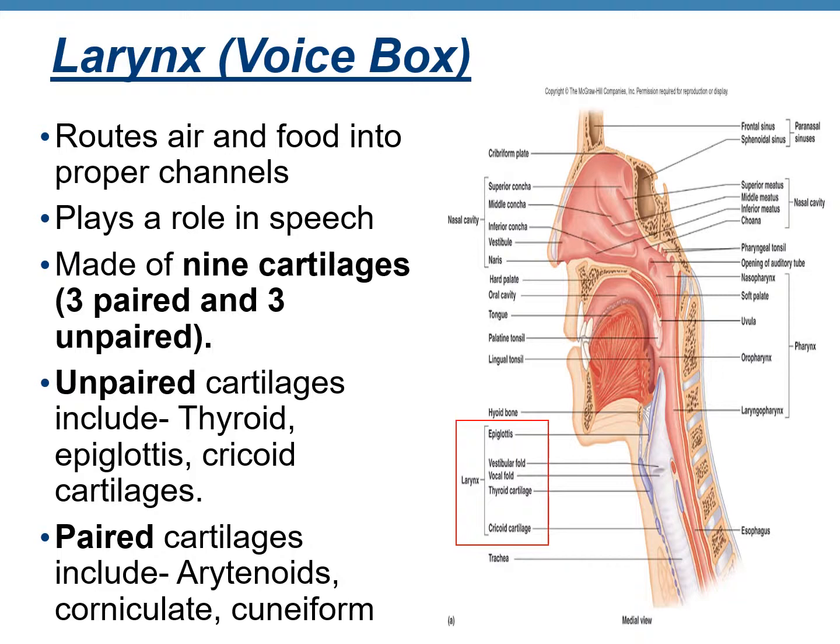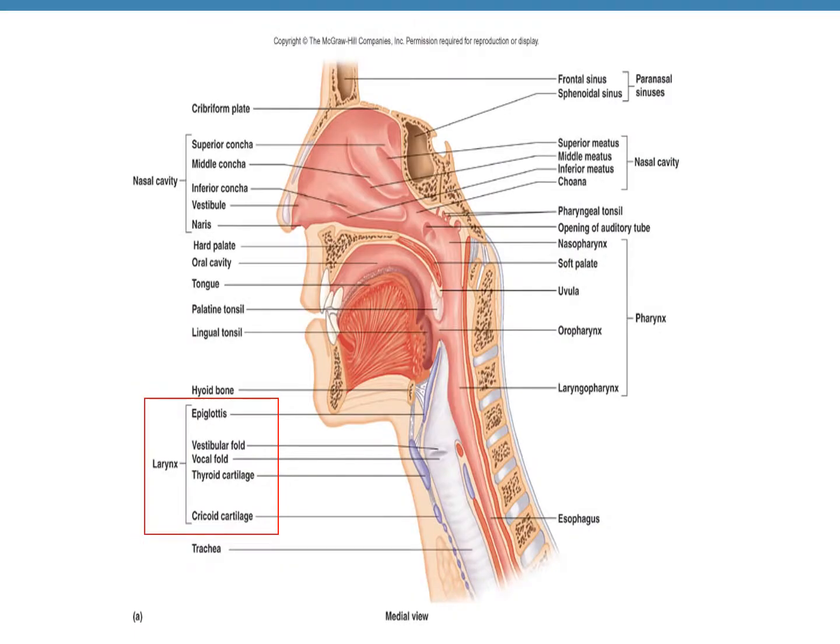Now, the anatomy of the larynx: it is made up of 9 cartilages. 3 of these are paired, so 3 times 2 is 6, and 3 are unpaired. 6 plus 3 is 9. The names of the unpaired cartilages are the thyroid cartilage, epiglottis, and cricoid cartilage. The paired cartilages include the arytenoids, the corniculates, and the cuneiforms. This figure illustrates the lateral view of the larynx.